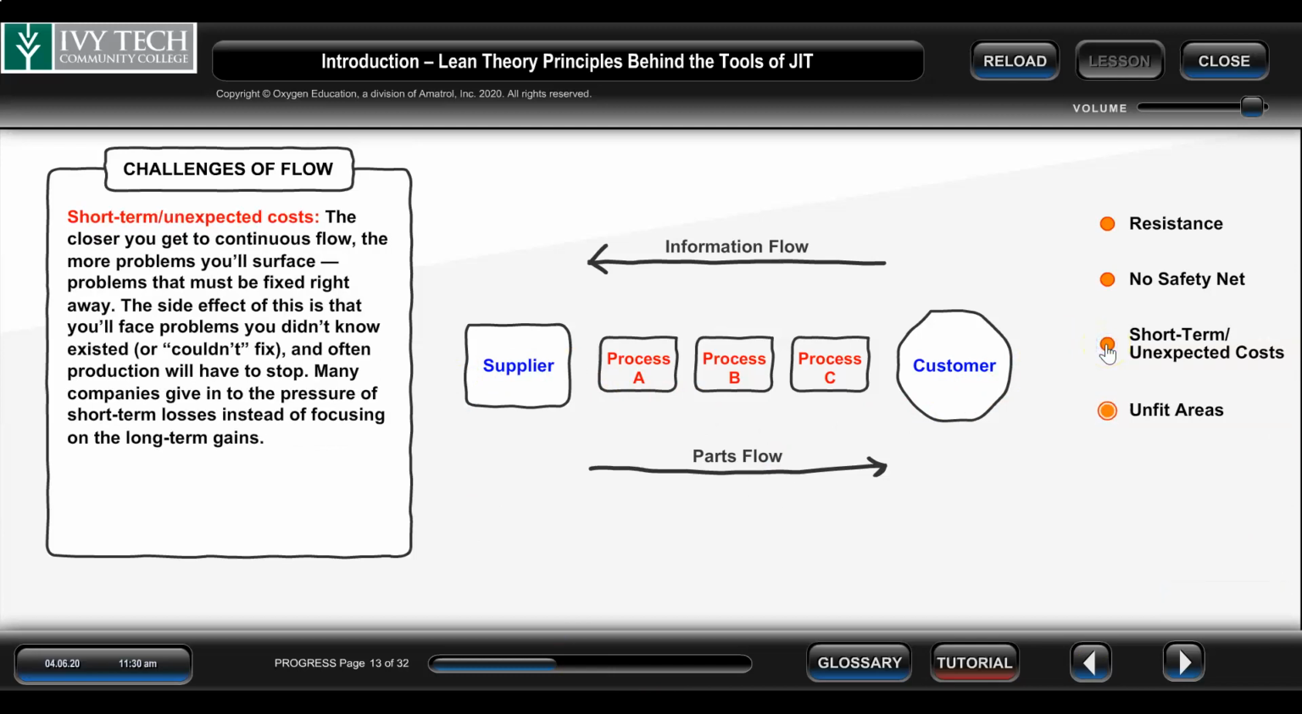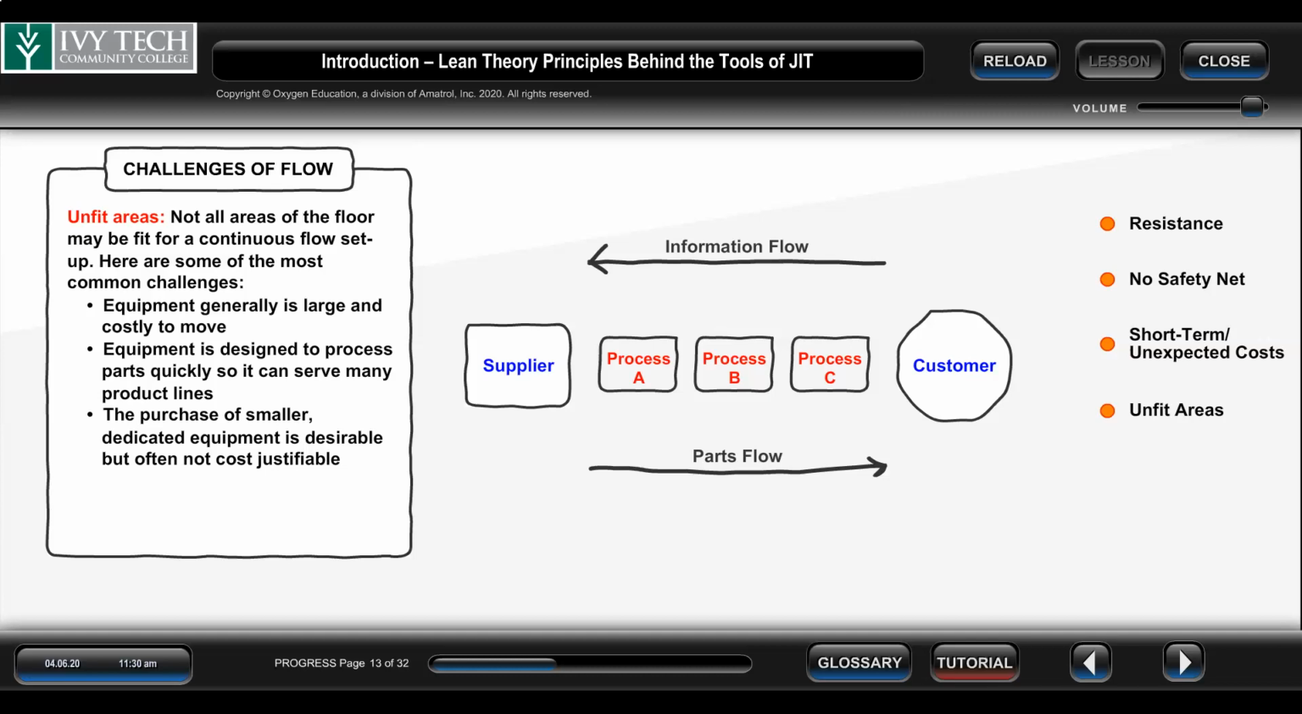Short-term, unexpected costs. The closer you get to continuous flow, the more problems you'll surface, problems that must be fixed right away. The side effect of this is that you'll face problems you didn't know existed or couldn't fix, and often production will have to stop. Many companies give in to the pressure of short-term losses instead of focusing on the long-term gains.